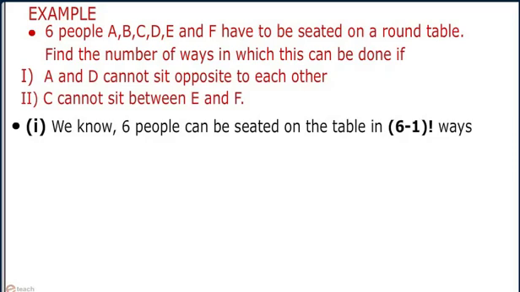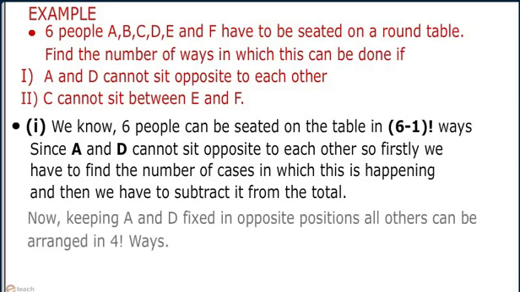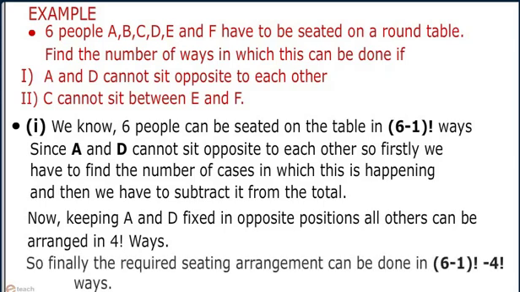For part 1, we know 6 people can be seated on the table in (6 minus 1) factorial ways. Now since A and D cannot sit opposite to each other, firstly we have to find the number of ways in which this is happening, and then we have to subtract it from the total. Keeping A and D fixed in opposite positions, all others can be arranged in 4 factorial ways. So finally, the required seating arrangement can be done in (6 minus 1) factorial minus 4 factorial ways.